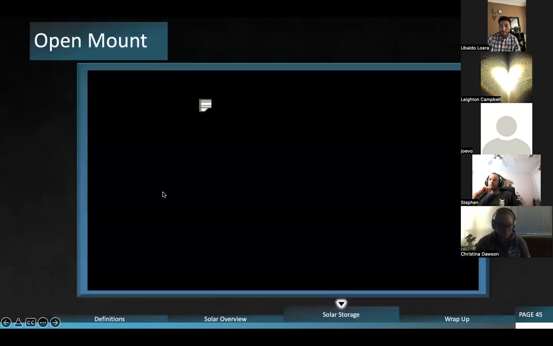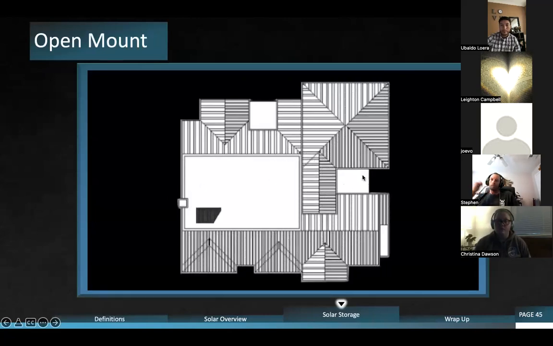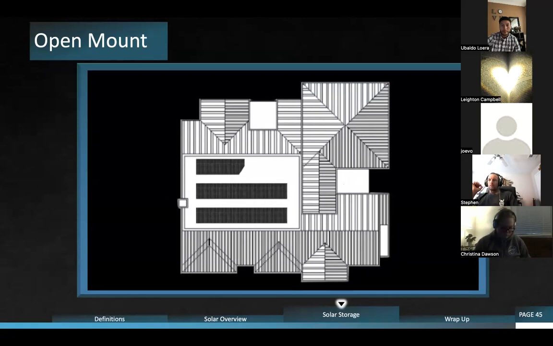Okay, so when we're building out the system, it looks a little something like this. When you're looking at an open mount system, you're looking at panels that are being built just like we saw earlier, and they have that spacing in between. When you see that spacing, it means that you're going to have an open mount system. They're going to be separated, but they're also going to be at a tilt, and it's usually going on a flat surface. It's going to look just like this.